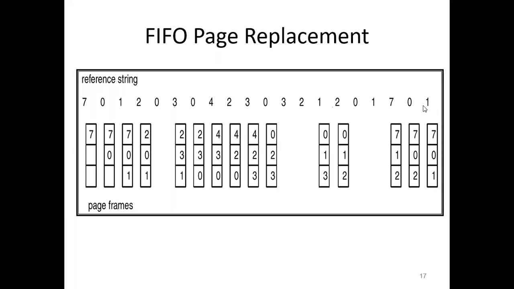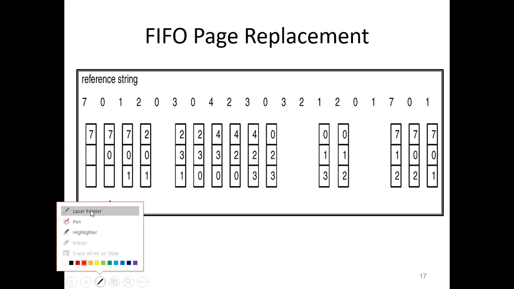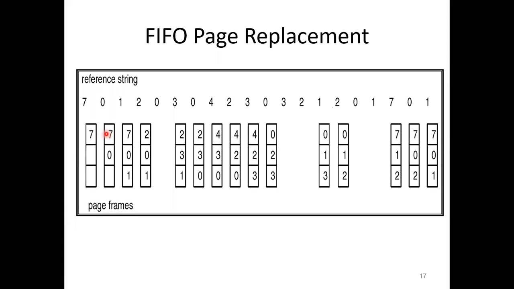How many page faults occur in the system? First page fault, second, third, fourth, fifth, sixth, 7, 8, 9, 10, 11, 12, 13, 14, 15. 15 page faults occur in the system.